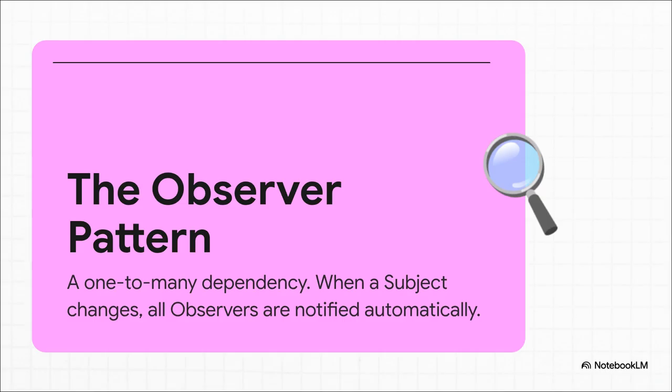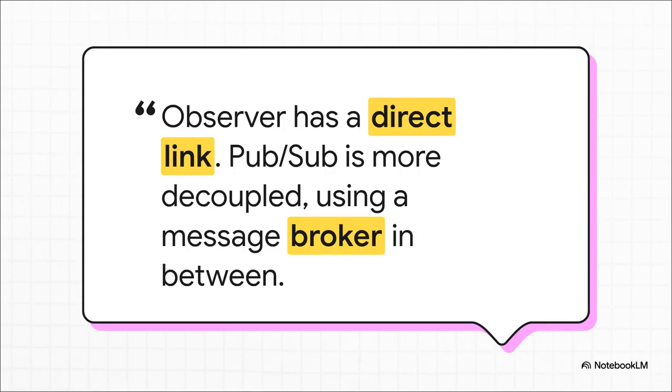Okay, here's another fantastic interview tip for you. A really common follow-up question is about the difference between the observer pattern and a general publish-subscribe system. And the key is this. In the classic observer pattern, the publisher knows about its subscribers directly. A pub-sub system takes it a step further and is even more decoupled by using a middleman, like a message broker, so the publisher and subscriber never even have to know that the other exists.